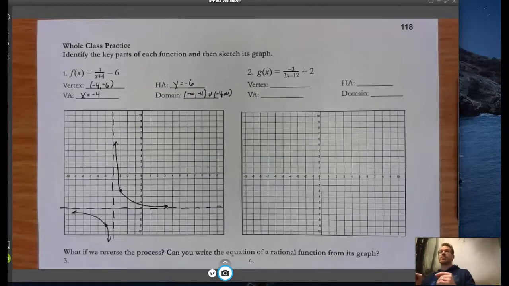Now let's look at number 2, because number 2 is slightly different. We've looked at this with other functions before. I'm going to pause for about 10 seconds here, let you look at that and see if you can figure out what's different and what we need to do to work with g of x in number 2.